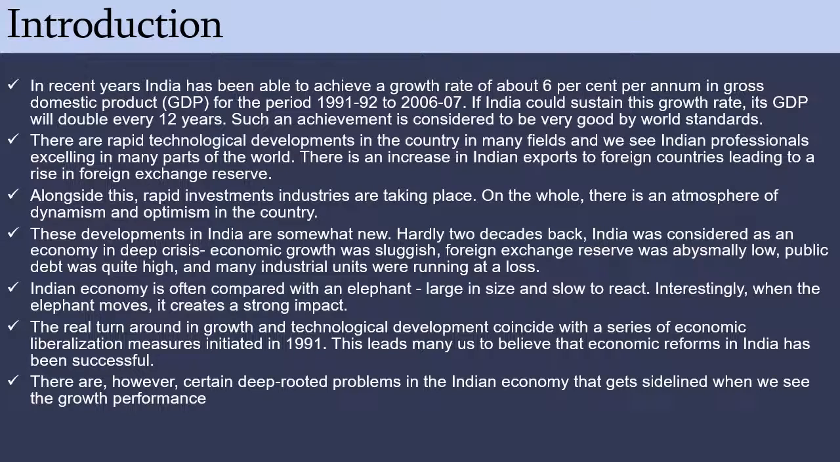In recent years, India has been able to achieve a growth rate of about 6% per annum in gross domestic product (GDP) for the period 1991-92 to 2006-07. If India could sustain this growth rate, its GDP will double every 12 years. Such an achievement is considered to be very good by world standards.